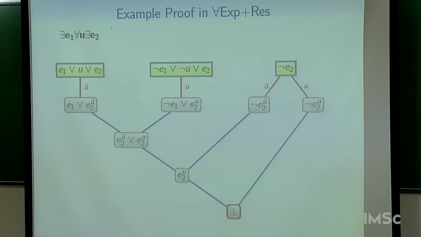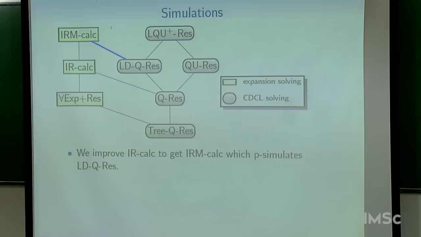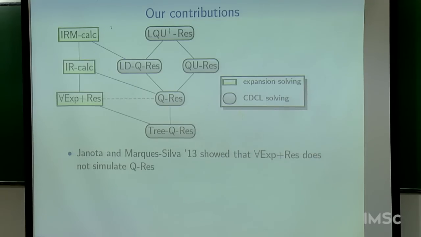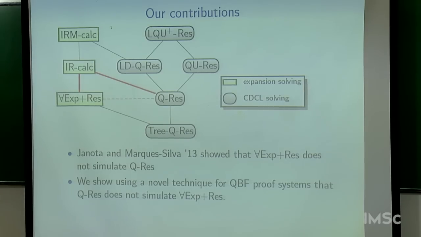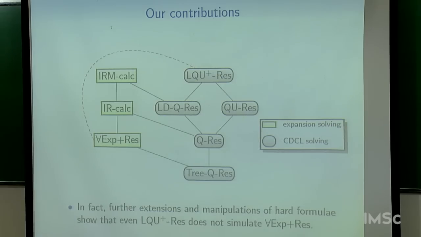And now we can resolve with this one to get this, and then here again, and we get the empty clause. So yeah, we know that this expansion calculus does not simulate Q-resolution. Our new technique shows that the opposite is true, that Q-resolution cannot simulate the expansion calculus. And in fact, even the strongest part of the CDCL proof systems cannot simulate forall expansion plus resolution.